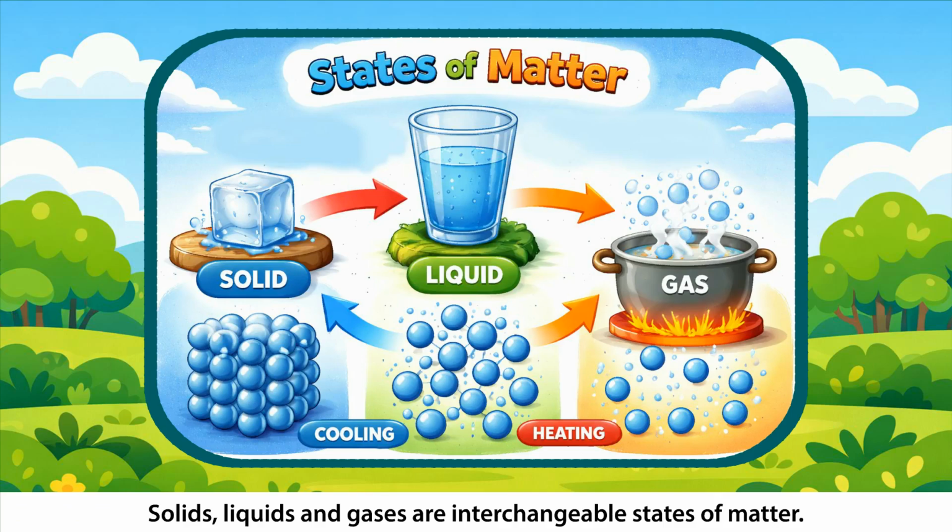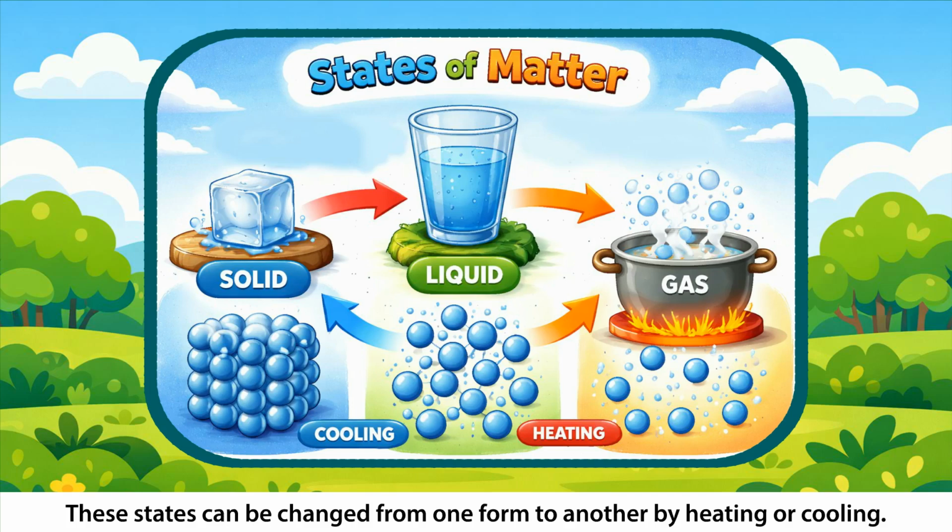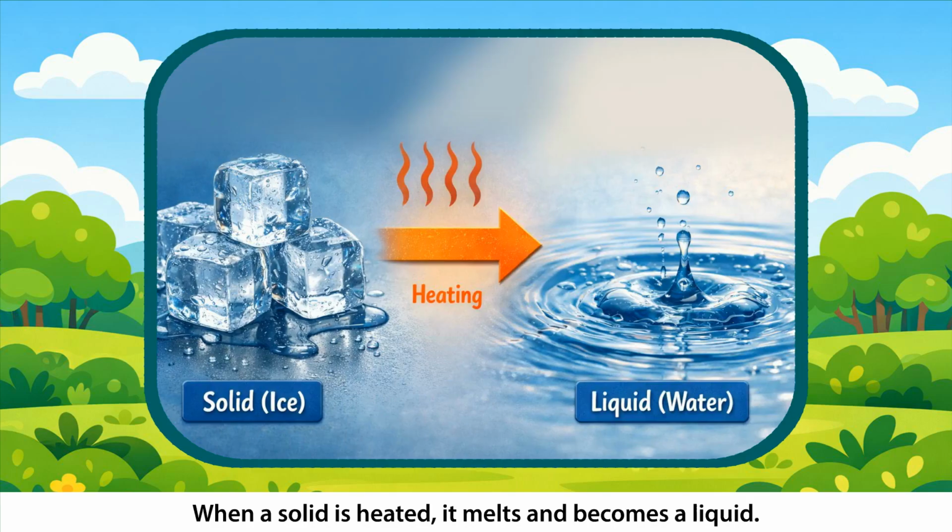Change of states of matter. Solids, liquids, and gases are interchangeable states of matter. These states can be changed from one form to another by heating or cooling. When a solid is heated, it melts and becomes a liquid. For example, ice melts into water.